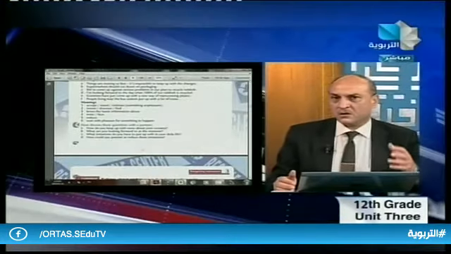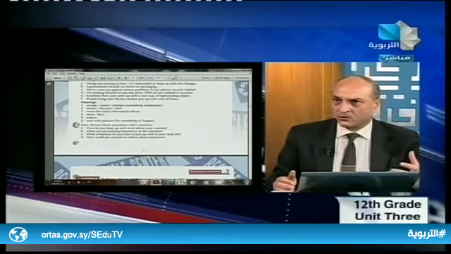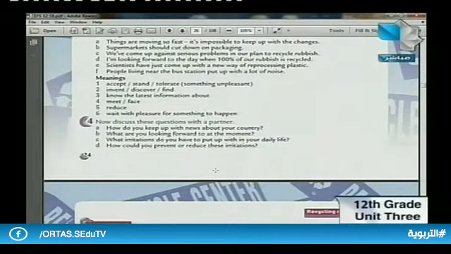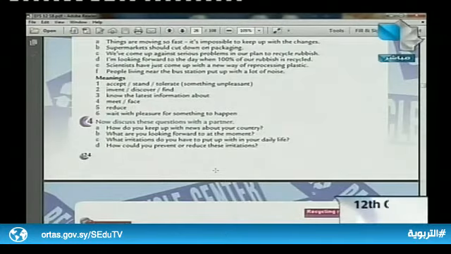Here we have some questions now, and it would be a nice discussion to ask you some questions, because the students should discuss these ideas with their classmates in the classrooms, in pair work or group work, outside the classrooms, with their parents maybe, their friends maybe, not only in classrooms. How do you keep up with news about your country?